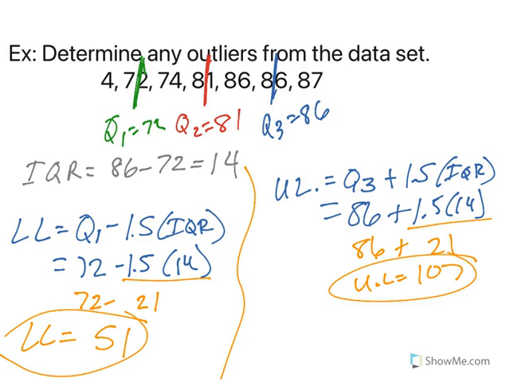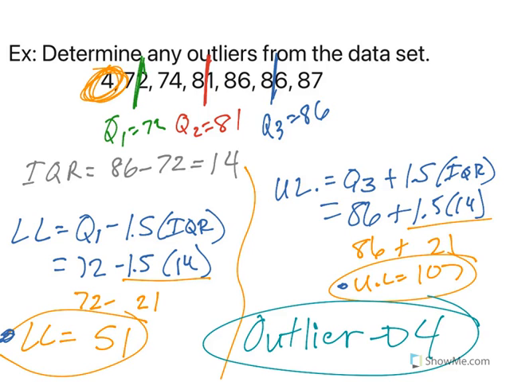So we need a number less than 51 or bigger than 107. Well, if you look at our data set, 4 is way less than 51. So we do have an outlier, and that outlier is the number 4.